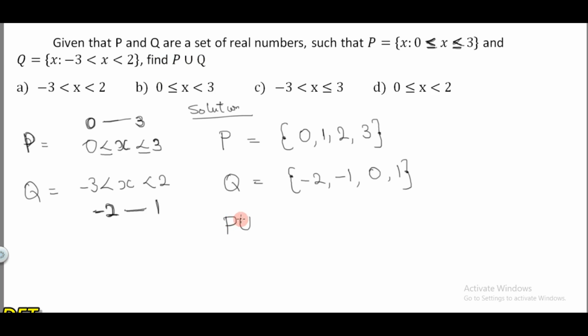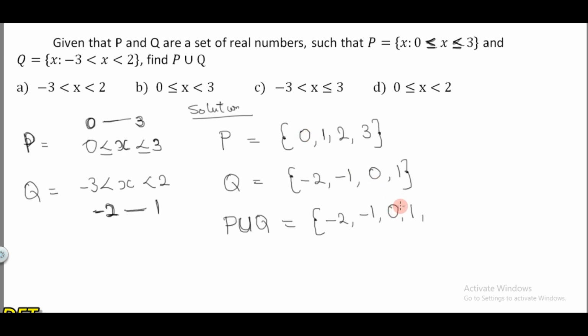So P union Q is a combination of the elements of P and Q without repetition, and that will be equal to, usually we'll start from the smallest number. So the smallest number here is minus 2. So we'll start from minus 2. So that will be minus 2, minus 1, 0, 1. Then the next number will move to P, right? The next number is 0. We already have 0 here.